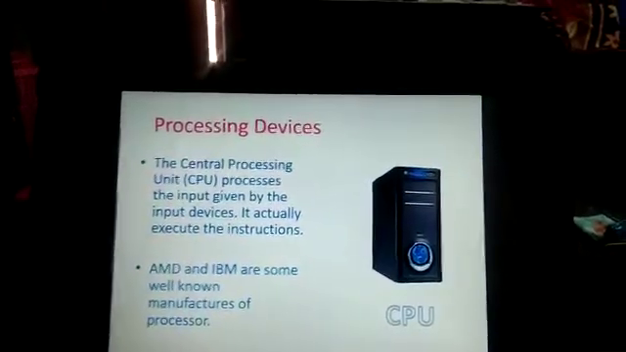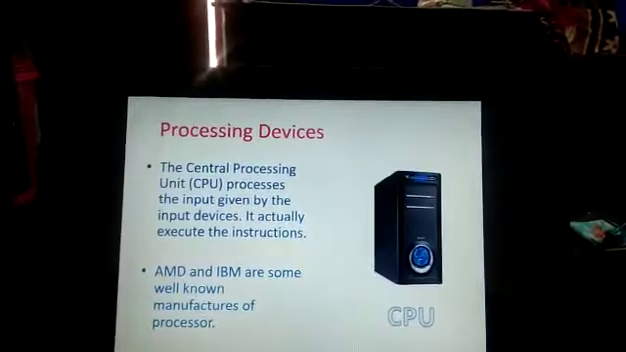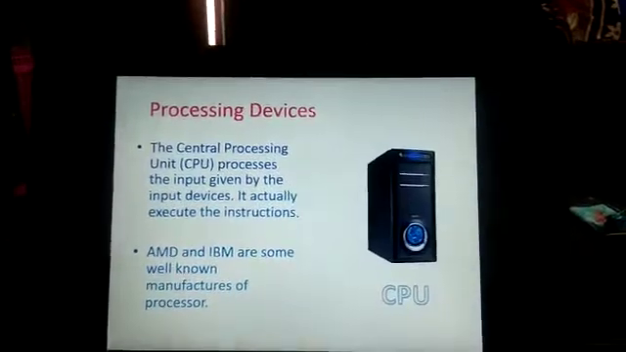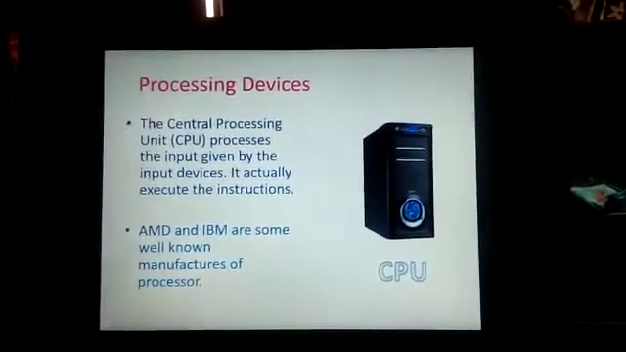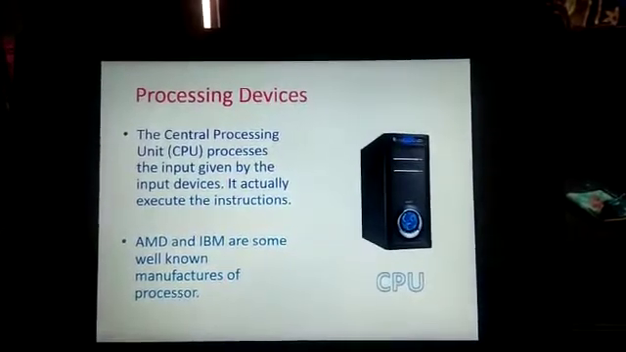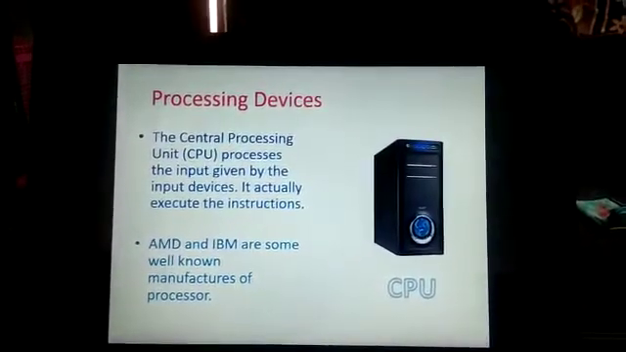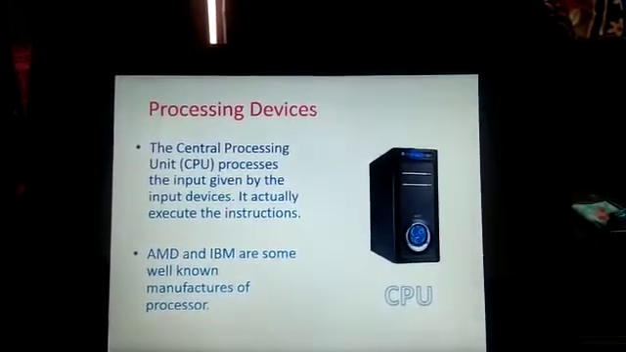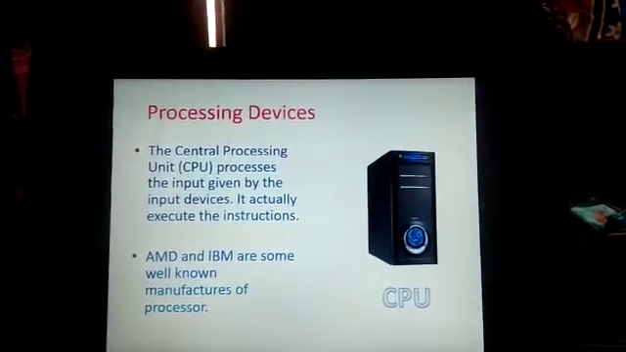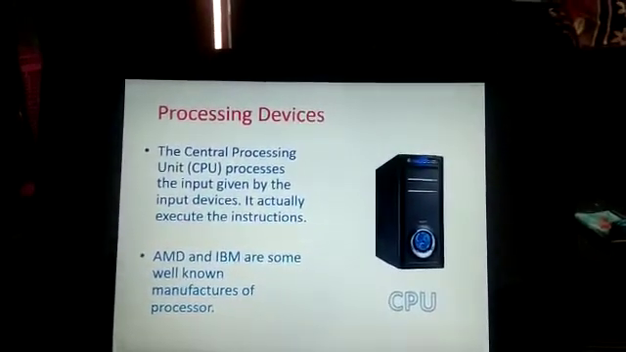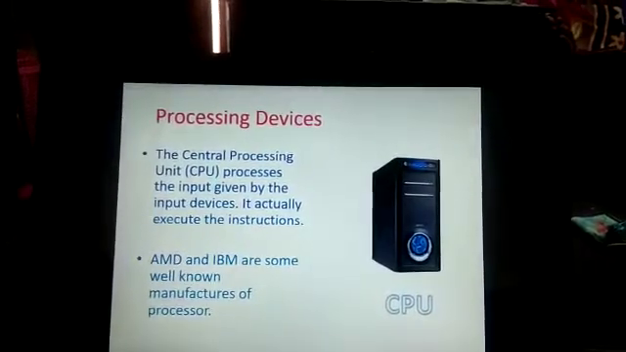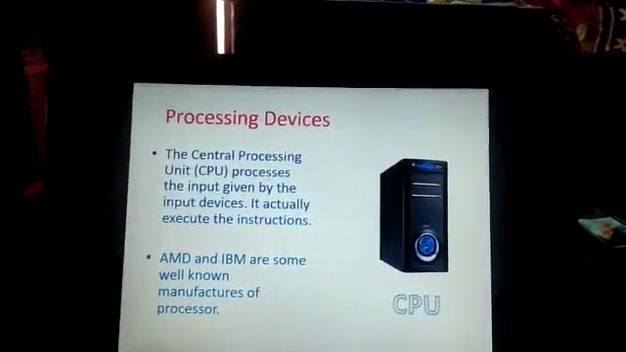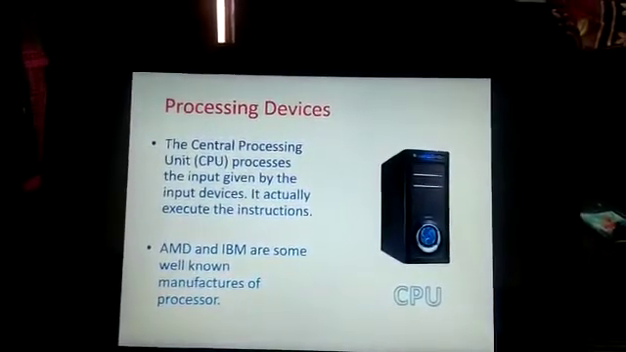The next is processing devices. The central processing unit, that is CPU, processes the input given by the input device. It actually executes the instructions. Whatever is typed through the keyboard or with the mouse goes to the CPU. CPU processes and sends the result to the monitor. You can see the picture of the CPU on the screen. As an extra point, AMD and IBM are some well-known manufacturers of processors.